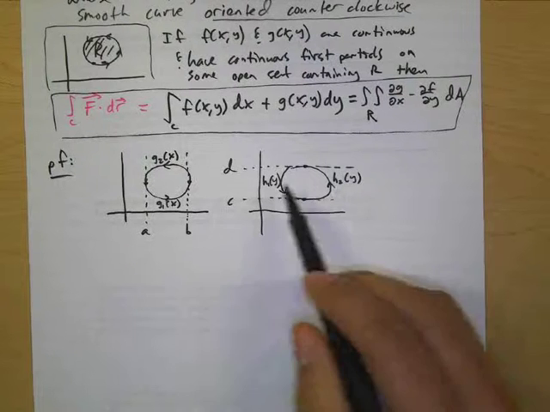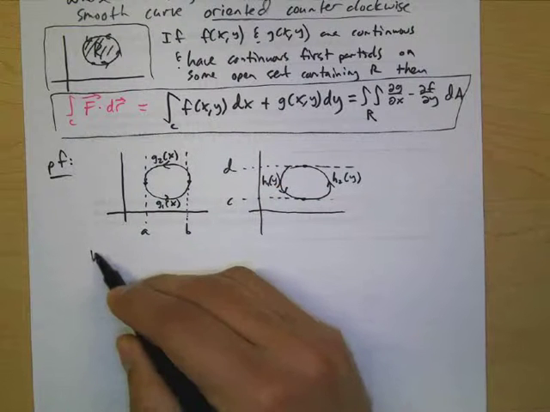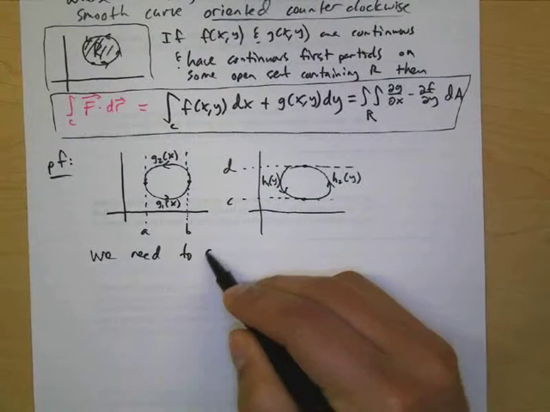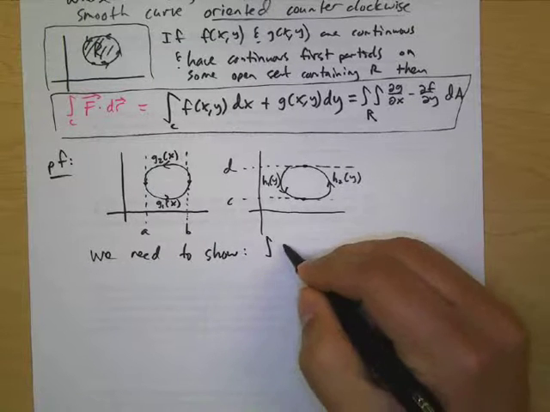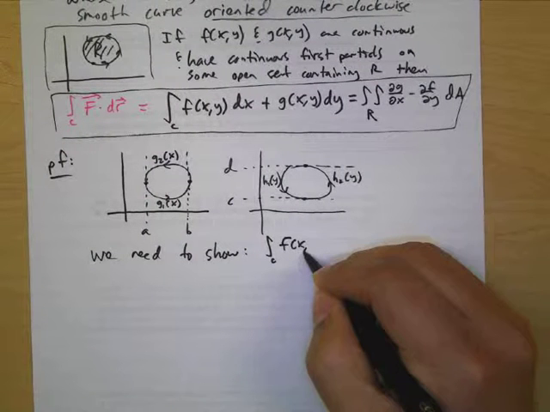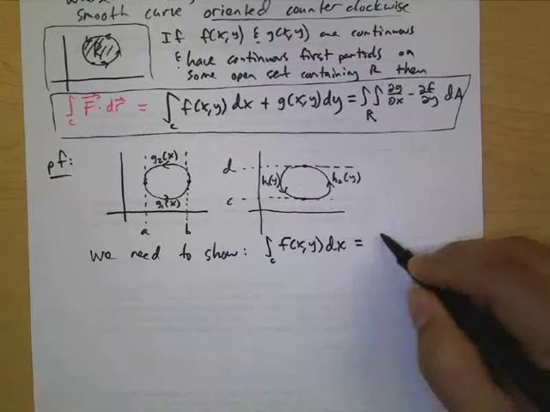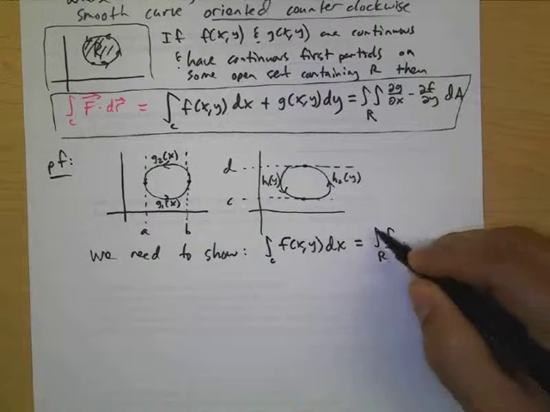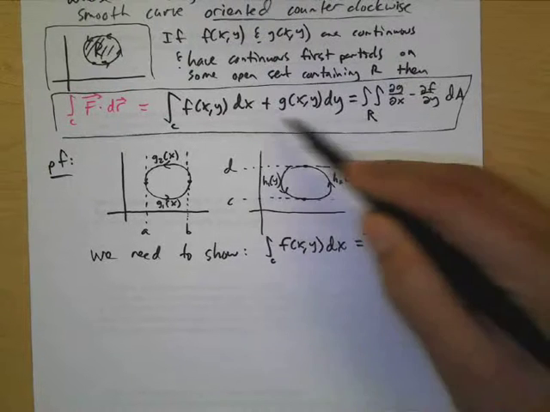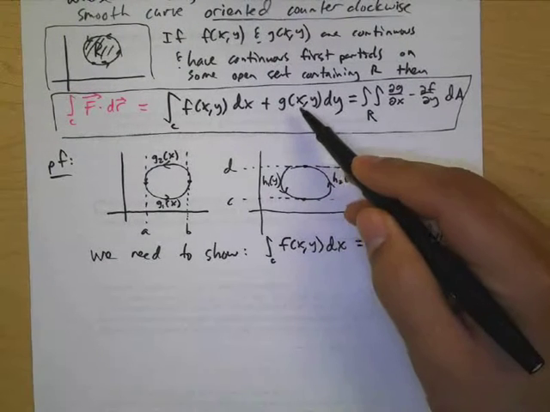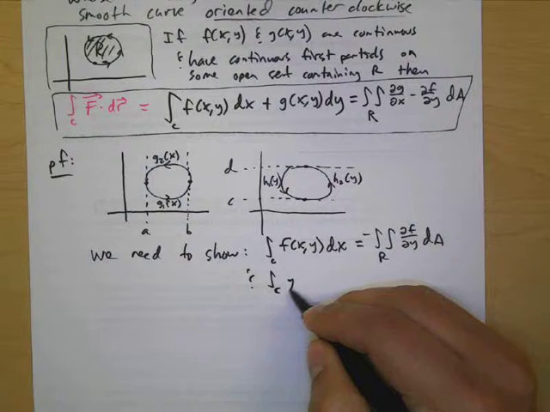All right. I think it's pretty clear that in order to get this to match up, we need to show that the line integral of f of x y dx, well, that's going to become the double integral of negative partial f partial y dA. I mean, that's the only way that this would make sense. And then obviously g of x y dy would have to give us the other portion of the double integral on the right hand side.